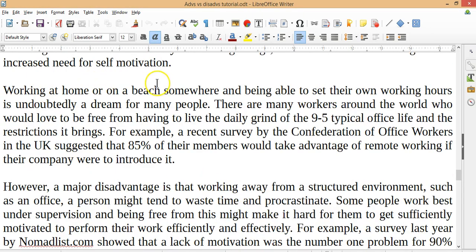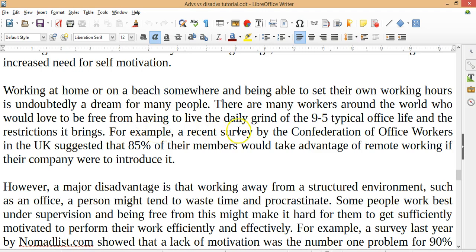Working at home or on the beach and being able to set their own working hours is undoubtedly a dream for many people. There are many workers around the world who would love to be free from the daily grind of 9-to-5 typical office life and the restrictions it brings.